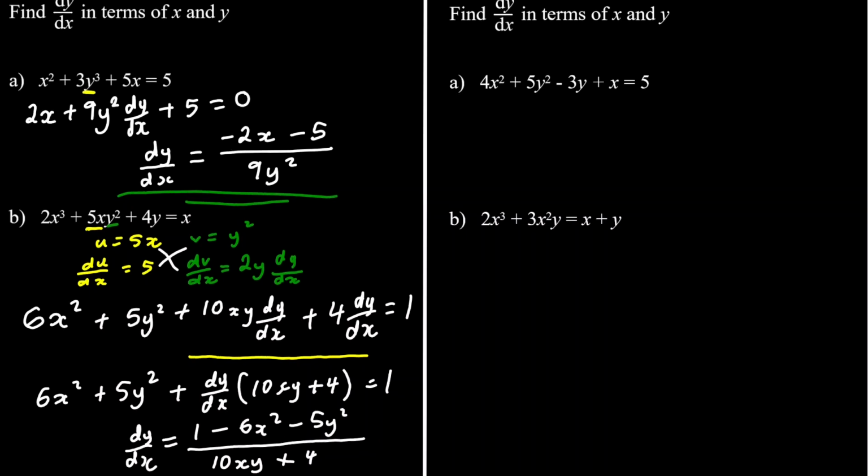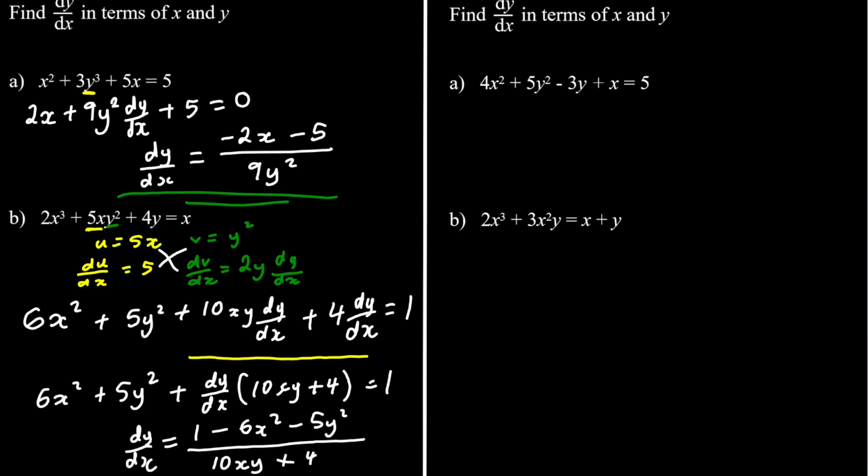And 2 questions for you to try. See if you can give them a go. So find dy dx in terms of x and y. 4x squared gives us 8x. 5y squared differentiates with respect to x, 10y dy dx, minus 3y differentiates to give negative 3 dy dx. So differentiate it normally and then write dy dx after it.